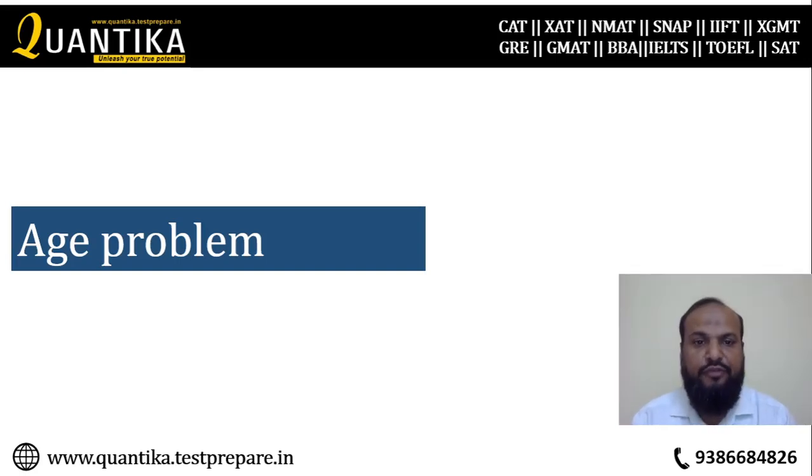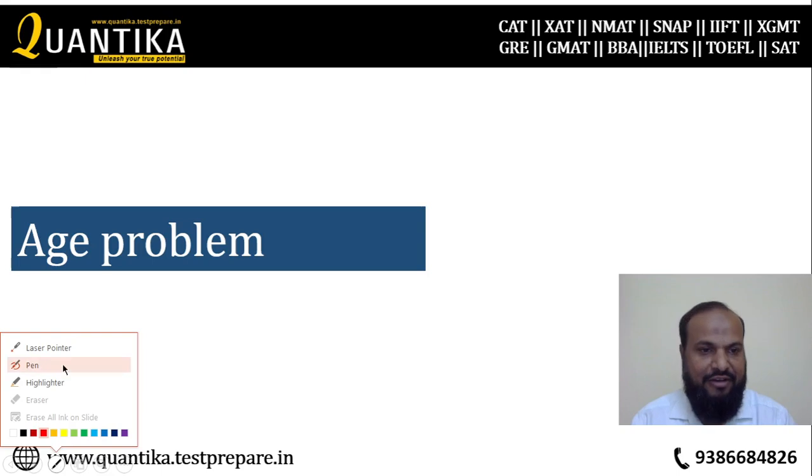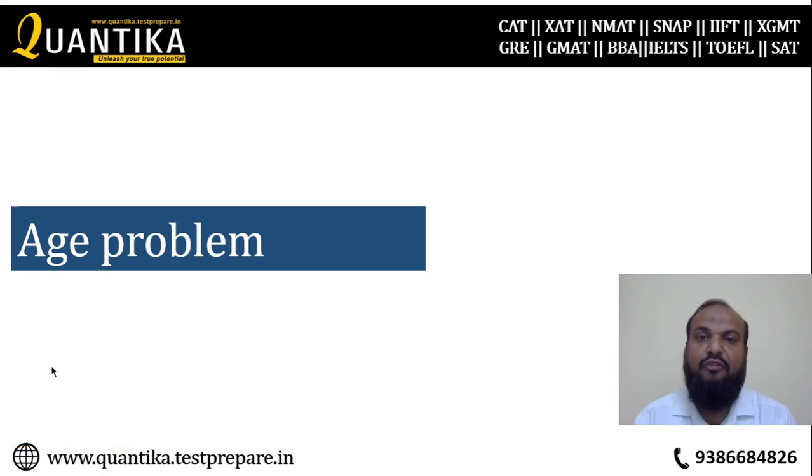In today's video, we are going to discuss the age problem. There are many questions that involve ratio, average, and the concept of age. Now, how to handle age problems? For example, there will be two persons in general. Let's say one is father and one is son. Now, their ages will be given either at present or 5 years ago.